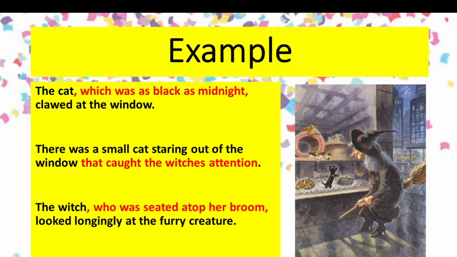And my last example is another example of an embedded relative clause, which reads, the witch, who was seated atop her broom, looked longingly at the furry creature. So there's my examples. I'm very much looking forward to seeing what examples you come up with, especially if you write your own paragraphs to describe something.